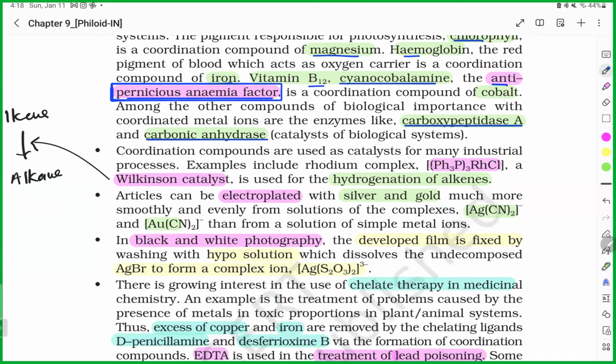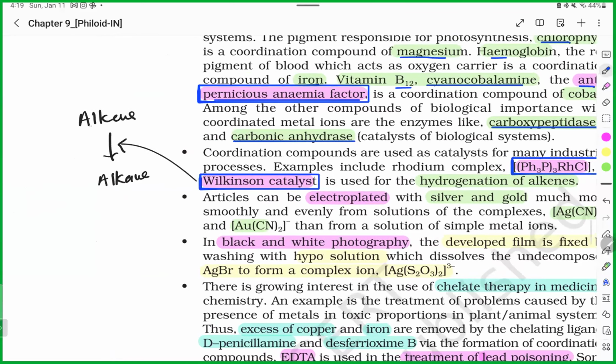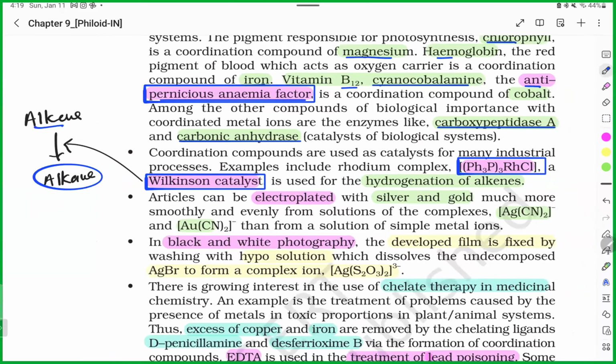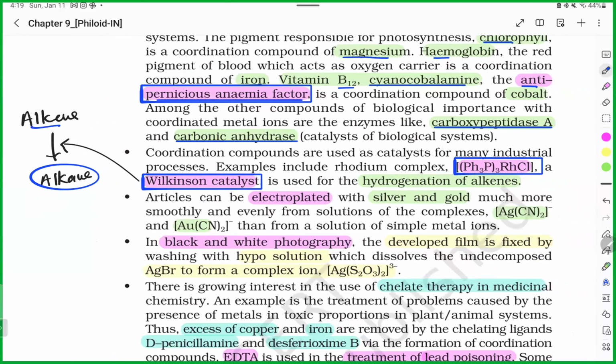Three, rhodium catalyst. This is also known as Wilkinson catalyst. It is used to convert alkene into alkane, hydrogenation of alkene. It contains what? Coordination compound of rhodium.